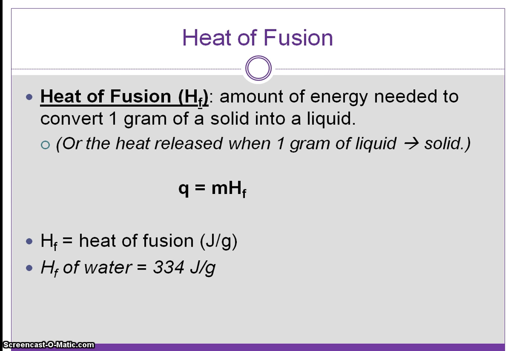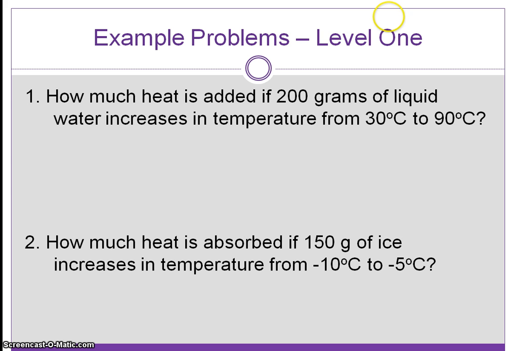So let's talk about how to calculate these. If you have the staircase graph in front of you, it'll help you. For the first question, it says we have 200 grams of liquid, going from 30 to 90. If you look at your graph, water freezes at 0 degrees. The first flat line is at 0, and the top flat line is at 100. So 30 to 90, we're just staying within the liquid range.